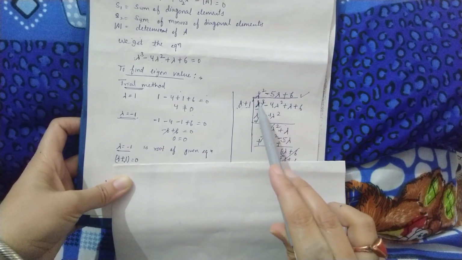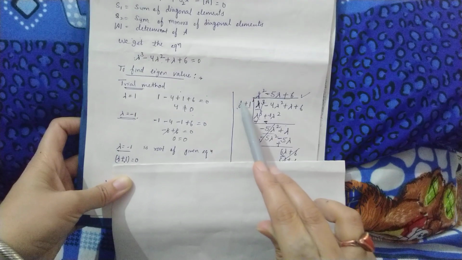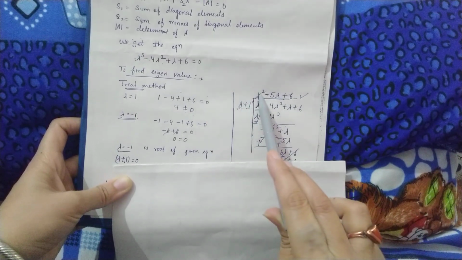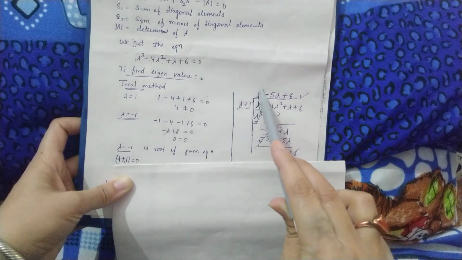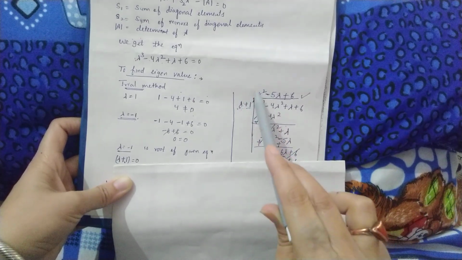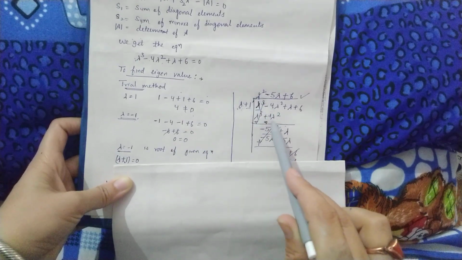First of all, you have to make lambda cube from lambda. How can you make lambda cube? By multiplying lambda by lambda square. So I write here lambda square. Lambda into lambda square is lambda cube, again lambda square into 1 is lambda square, right?